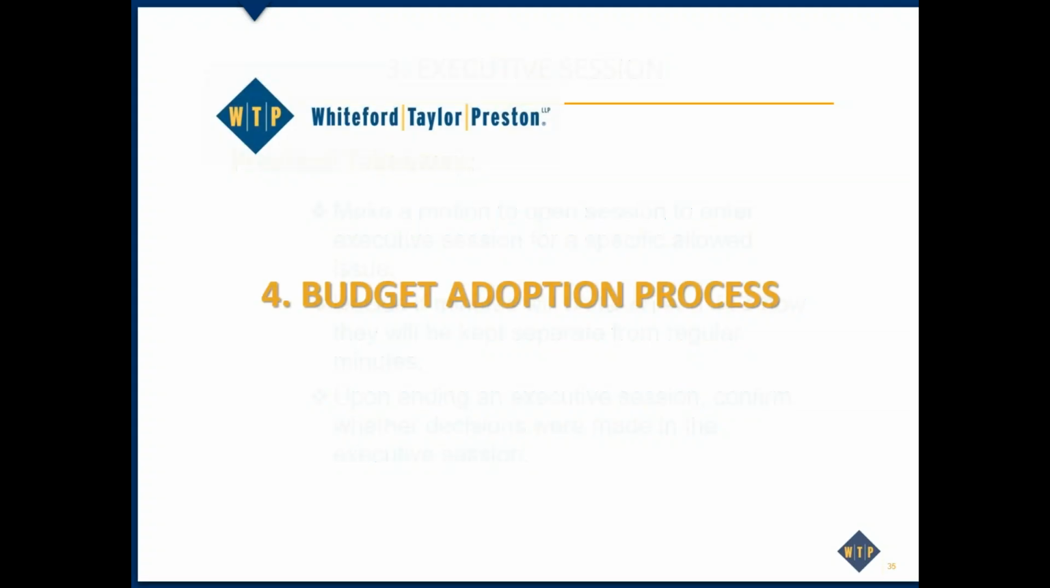So that brings us to top list number 4, budget adoption process. The UPA was silent.